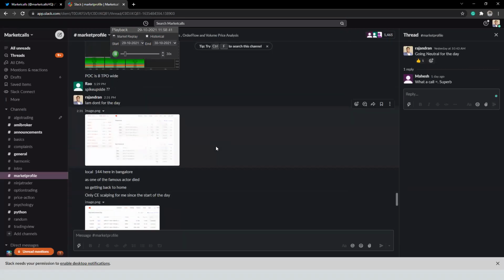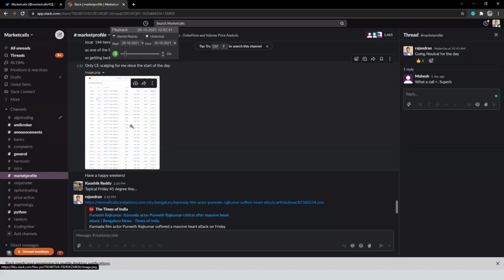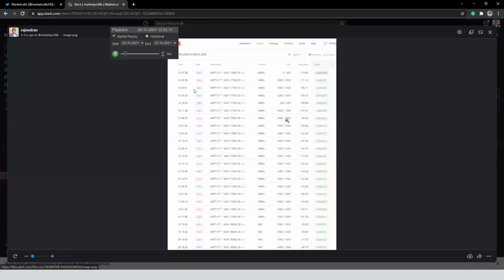So mostly, if you had seen my yesterday's structure, I traded only the CE structure. CEs is what I had traded mostly, and these are the trades I had done. Mostly the CE trades is what I've been doing. Though markets are falling, I've been trading mostly on the CE side, and there is a primary reason for that which I will be explaining.